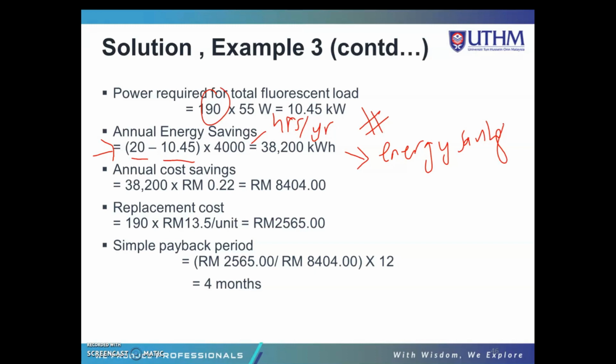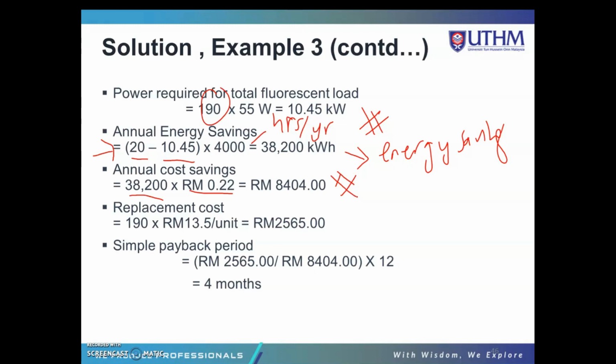and multiply it by the electricity cost, 22 cents. Then you get 8,404 ringgit Malaysian. And then you have to calculate the replacement cost, in order to identify the payback period.